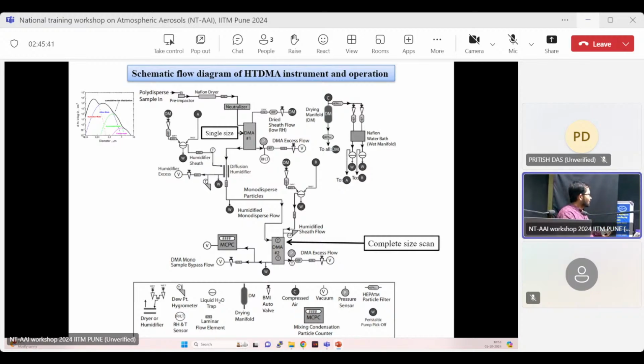Once it has grown, we are sending that particle to a second DMA. Here we are maintaining the same RH as the initial humidified one. There we are scanning a complete size scan, a complete voltage scan, where we will be getting the size distribution. This size distribution will tell us, suppose for an initial size of 50 nanometer, how much it has grown. Because for the growth factor calculation we need the wet diameter and the dry diameter. And we'll be counting with this second CPC.